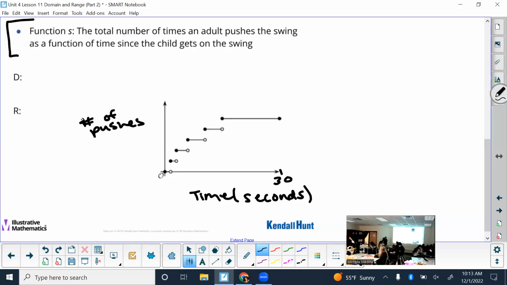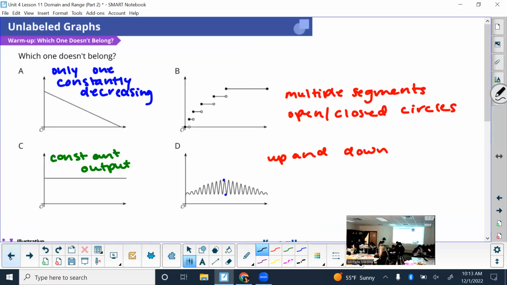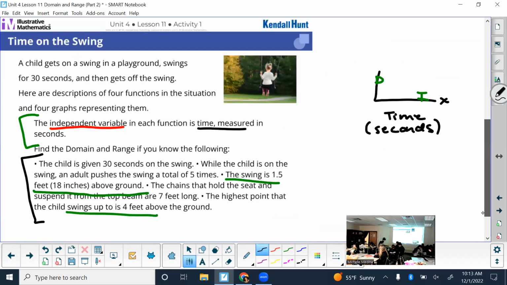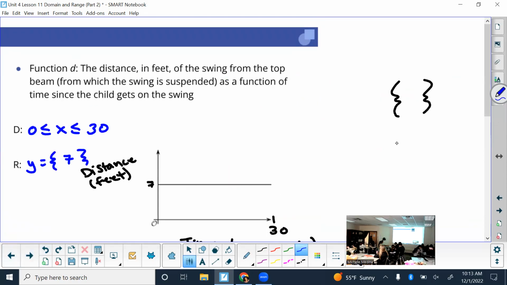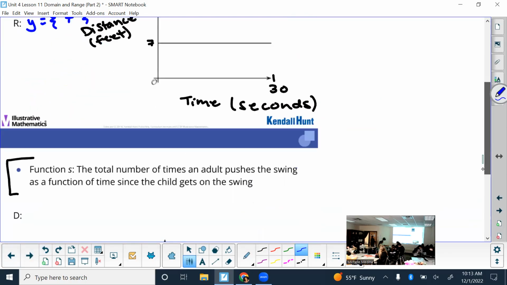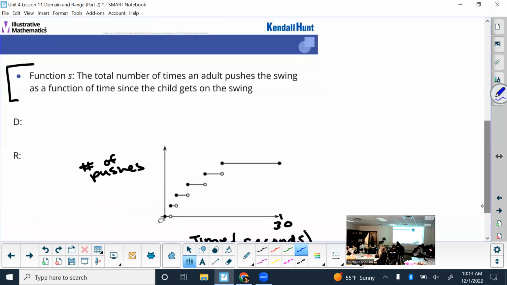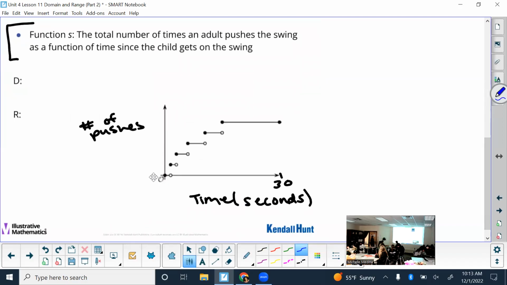Now, how many pushes are in the little paragraph that we read? 5, right? And if you don't believe me, let's look at it. All right, it says right here, an adult pushes the swing a total of 5 times. So that's 5 pushes. Can I have a fraction of a push? No, so that's why the graph looks like this, if you thought that was a little weird. It represents how many pushes total.